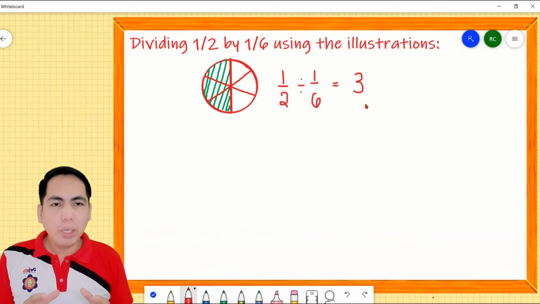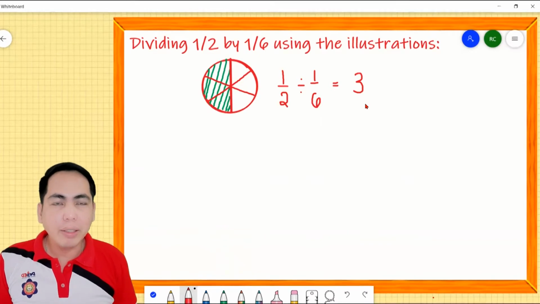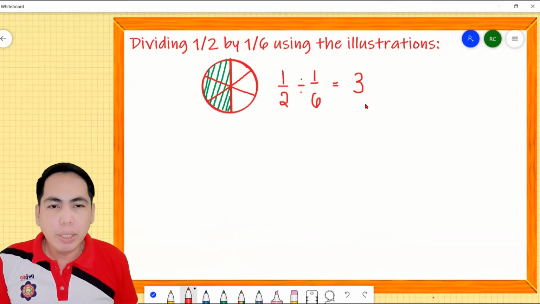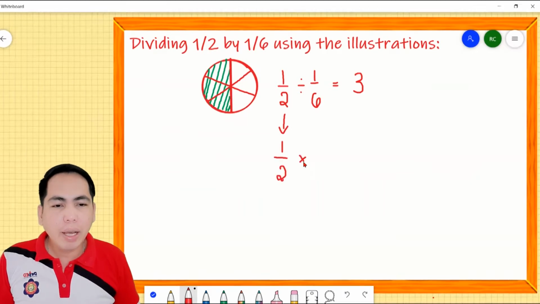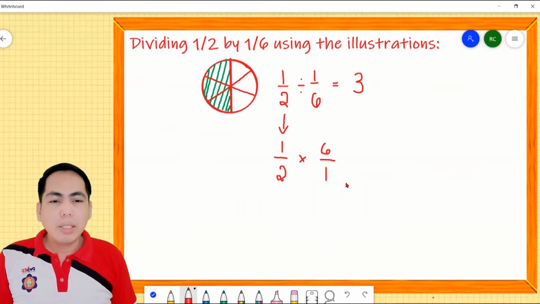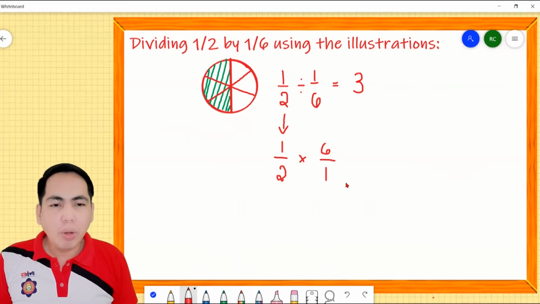Now, how do we solve this equation without our illustrations? We know for a fact that division is the opposite of multiplication. Now, instead of dividing, we can use multiplication. But we have to take the opposite also of our divisor, or what we call the reciprocal of the divisor. So, 1/2 divided by 1/6 is also the same as 1/2 times 6 over 1. Since multiplication is the opposite of division, we also have to take the opposite of our divisor, which is the reciprocal of the divisor.